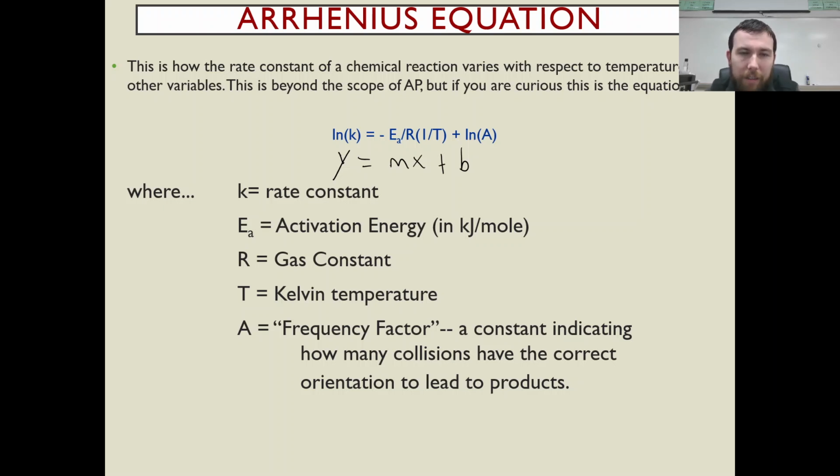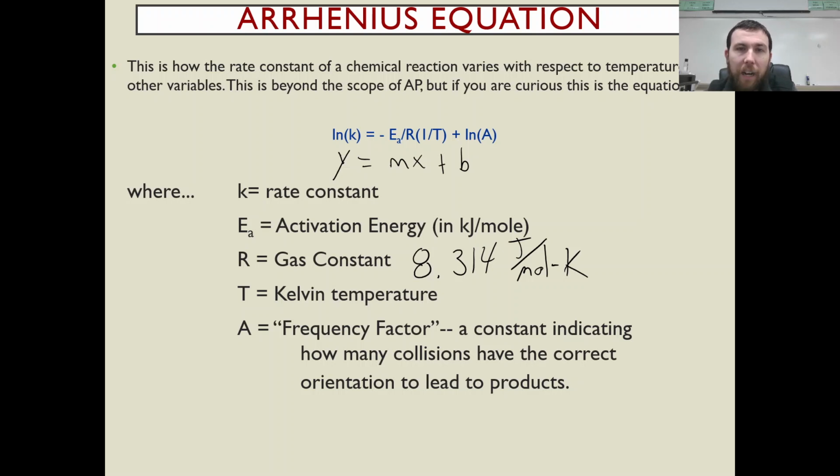Now, k is our rate constant. Ea is your activation energy in kilojoules per mole. R is the ideal gas constant. It is important here, because we're dealing with kilojoules per mole for activation energy, that you use 8.314 joules per mole Kelvin. That's the R value you're going to need to use to solve problems like this, because if you try to use the other gas constants, the units aren't going to cancel out.